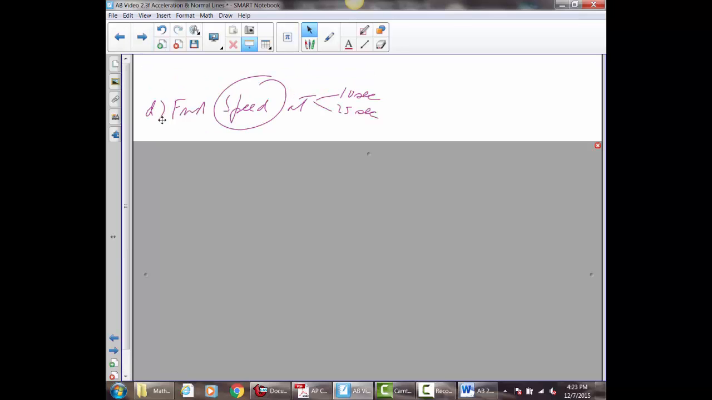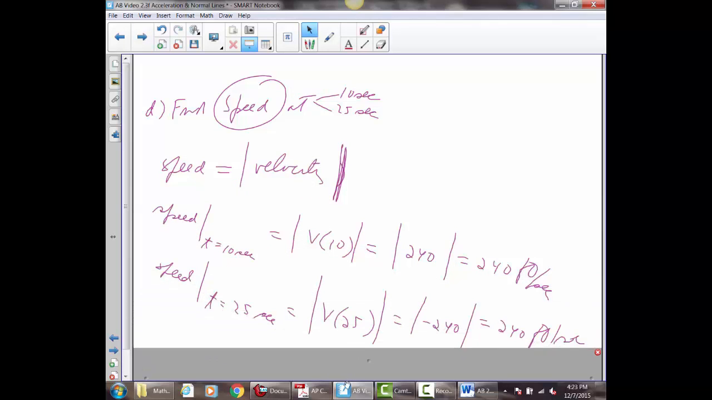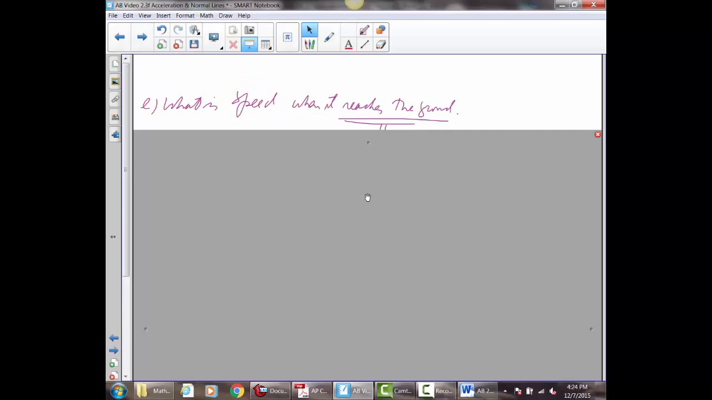And part D, what's the speed? Well, remember the speed is the absolute value of the velocity. So we just take the velocity, the speed at 10 seconds is the absolute value of the velocity at 10 seconds. So what happens is they're both positive. What is the speed when it reaches the ground?